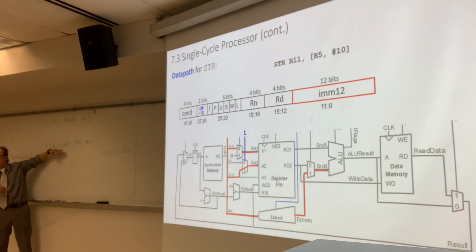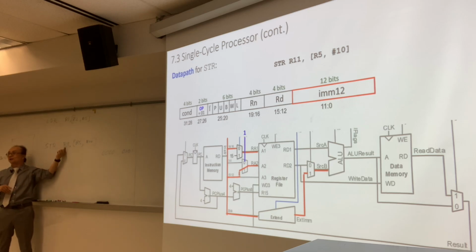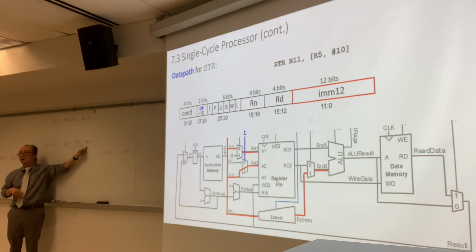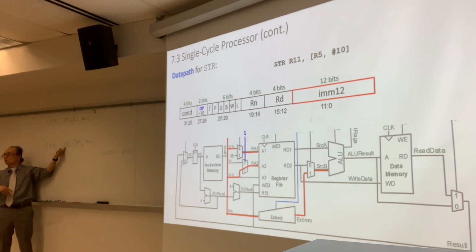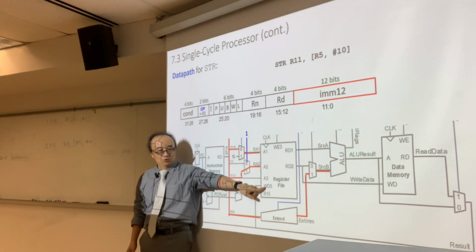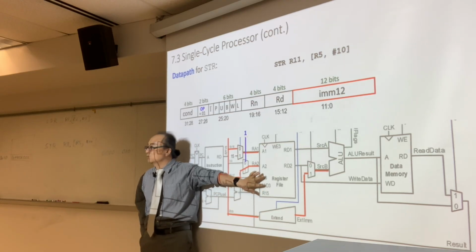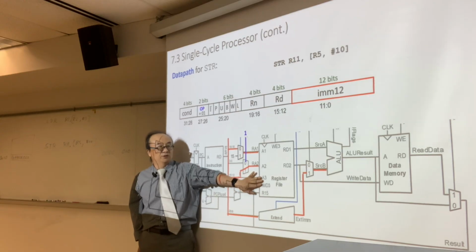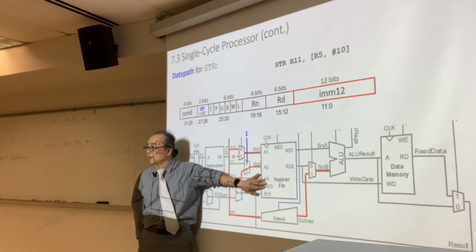So what we do in the store, we need to read the contents of R11 and store into data memory, where the memory address is the content of R5 plus 10. So this one we need to read. We are not going to store back to here. When we use this A3, we have to use this WD3 as well, so that we can bring whatever the result is back in the register.